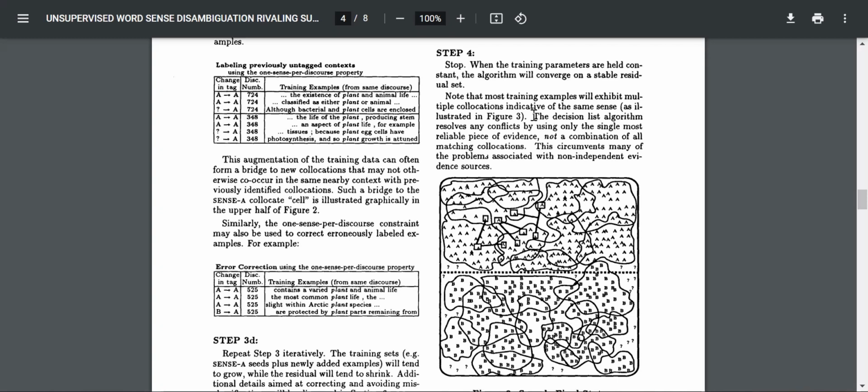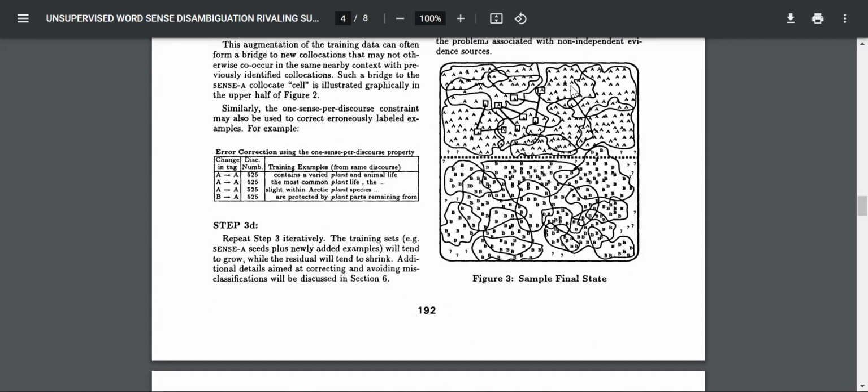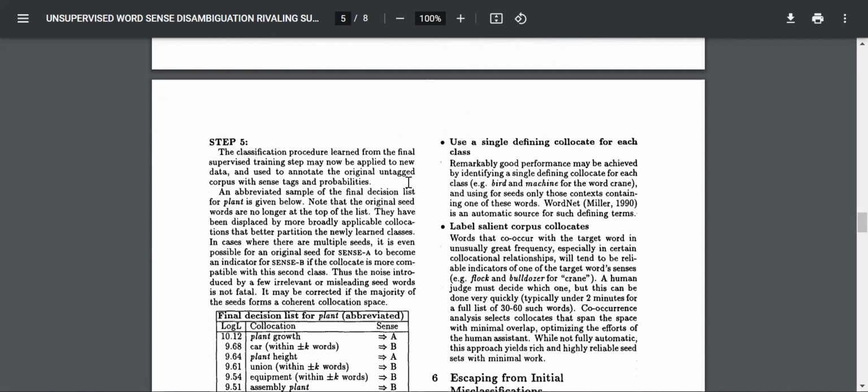So I guess this is referring to the fact that occurrences of multiple collocations are not totally independent, right? They are dependent on each other, and if you directly try to club them together or use the probabilities directly as independent probabilities, then that would lead to wrong results. So this is the final state, and you can see bridges and all being made.